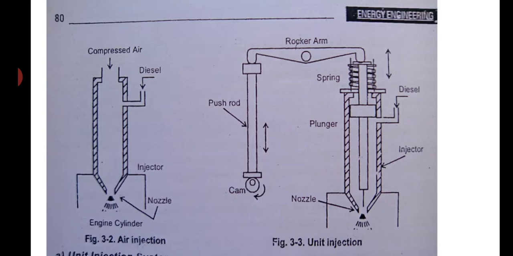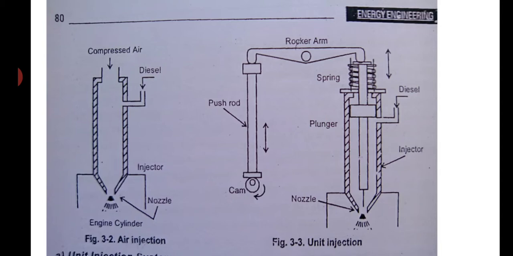Unit injection means each cylinder you consider as a unit, and for that you have got a pump and injector together, inside each cylinder. It is seen in multi cylinder engines. As I was telling, in the Belgaum Tata Vatsala plant also we have seen multi cylinder. We have got unit injection. Even our railway locomotive engines, they are 16 cylinder engines, so they have got unit injection.